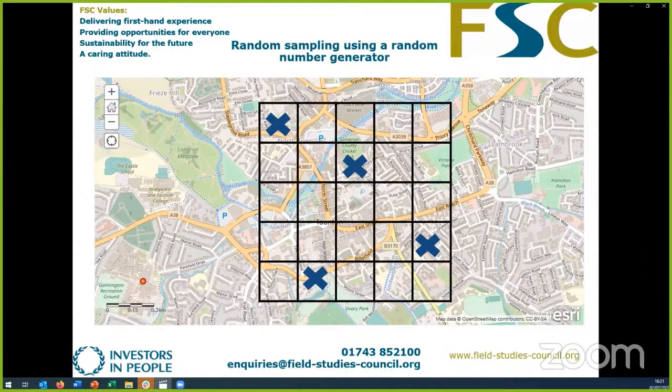One problem with this method would be that I might end up with all my sample locations in one side of my grid square, which wouldn't be very helpful. So it's worth bearing in mind if you are using that. However, true random sampling should mean that there is no bias in where you've chosen to do your sample points.